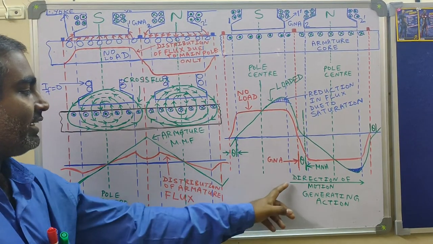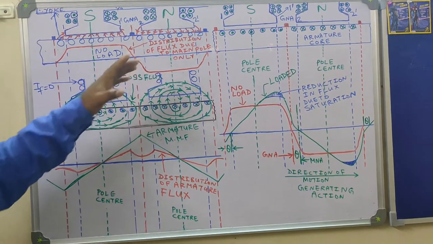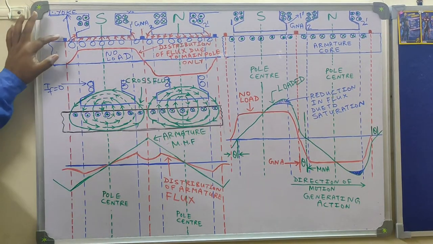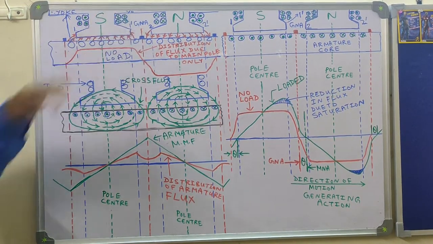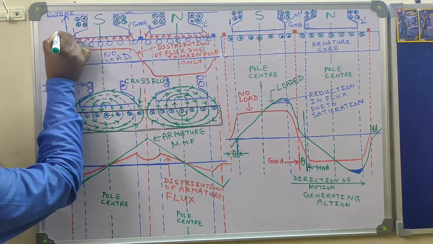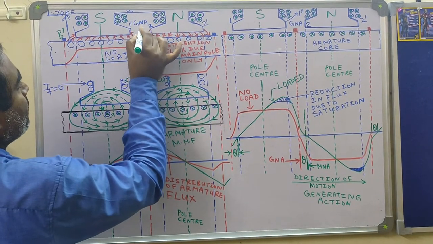So what is the direction of motion? Direction of motion is from left to right. So you move in this direction only, that is from left to right. So you are moving from this brush to this brush. Let's name the brush so that it's easy for us to communicate. Let's say this is your brush B dash and this is our brush B.